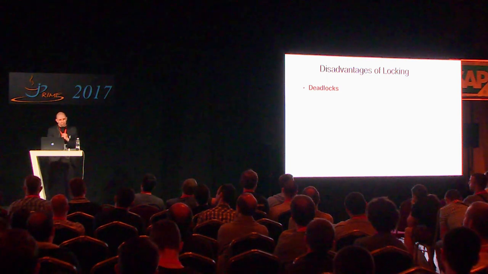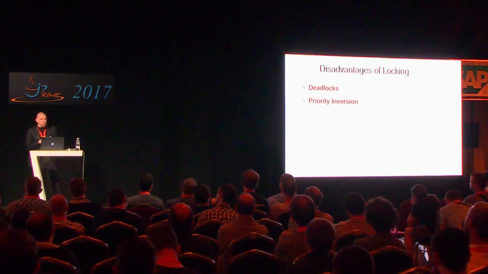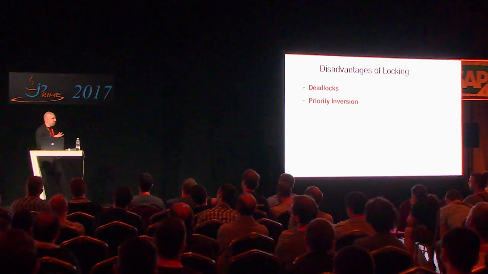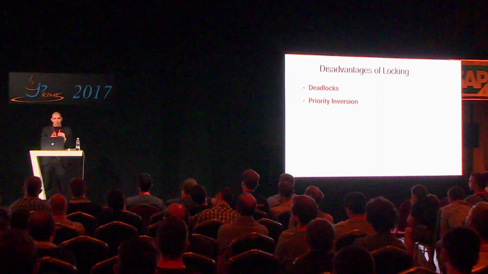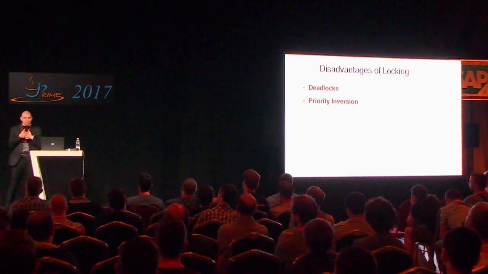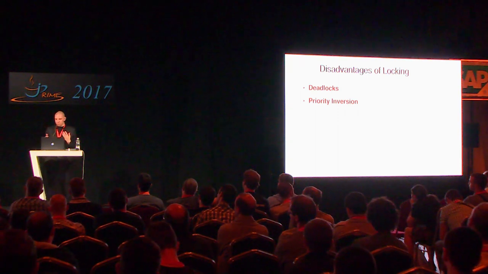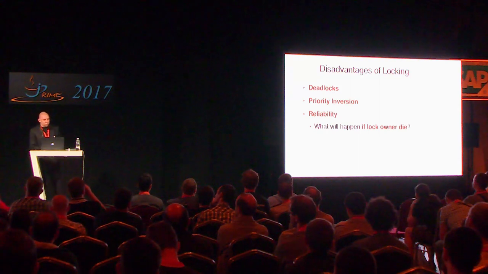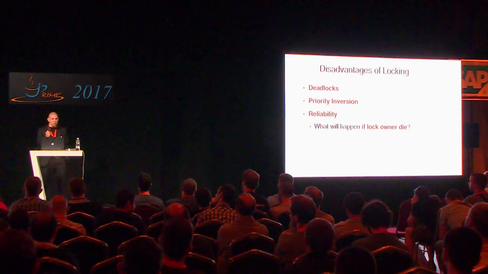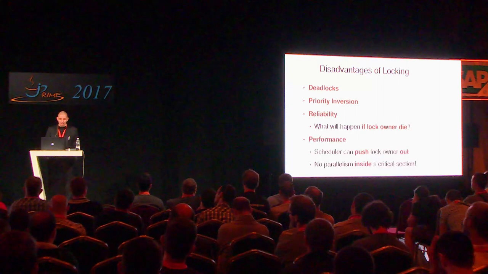But when we use the locking model, we have some problems with it. The first one is deadlocks. The second one is priority inversion, when you have two or more threads with different priorities, and low priority threads may block some high priority threads. It's a simplification of priority inversion, but really the problem is that if you need your high priority thread to make some progress, then some low priority thread may block you. That's the problem. And the reliability. For example, we might have a problem with the lock owner. If the thread acquires a lock and dies, then we have a problem because nobody can progress. And of course, performance.